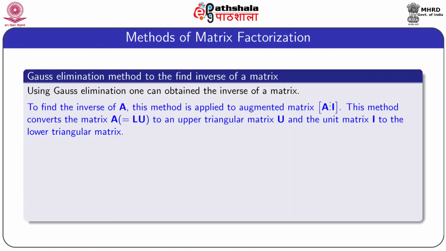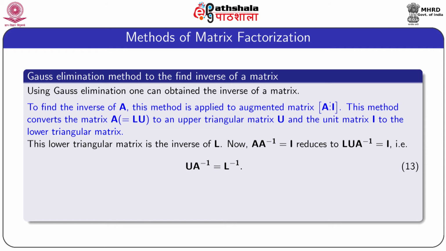Now we describe the Gauss elimination method to find the inverse of a matrix. To find the inverse of a matrix A, this method is applied to the augmented matrix [A | I], where I is the unit matrix. This method converts the matrix A, which can be expressed as a product of two matrices, one lower triangular and another upper triangular, into the upper triangular matrix U, and the unit matrix I to the lower triangular matrix.